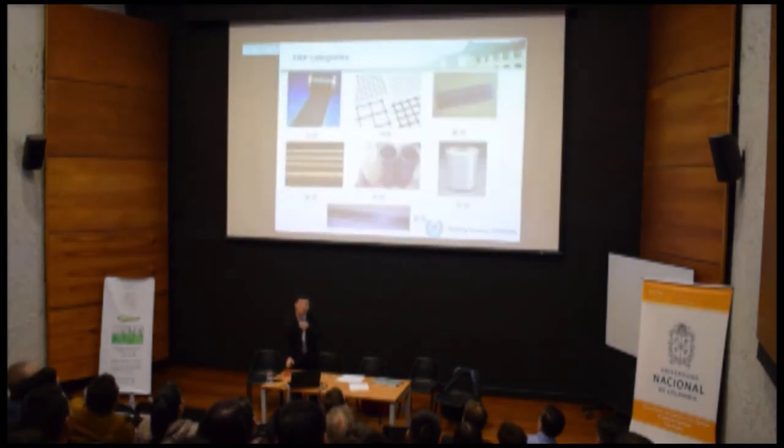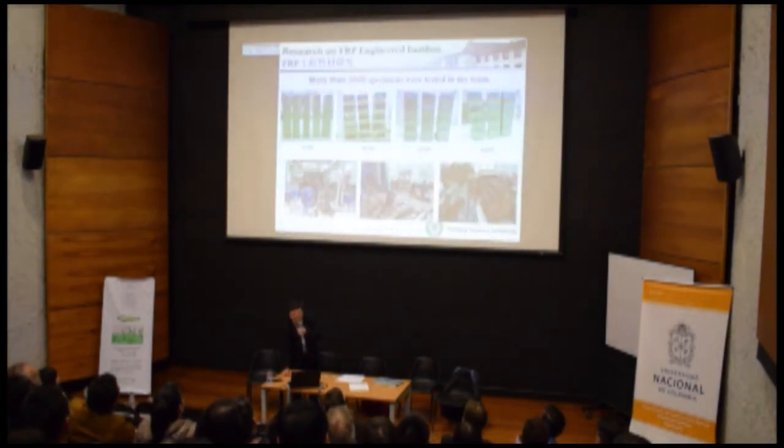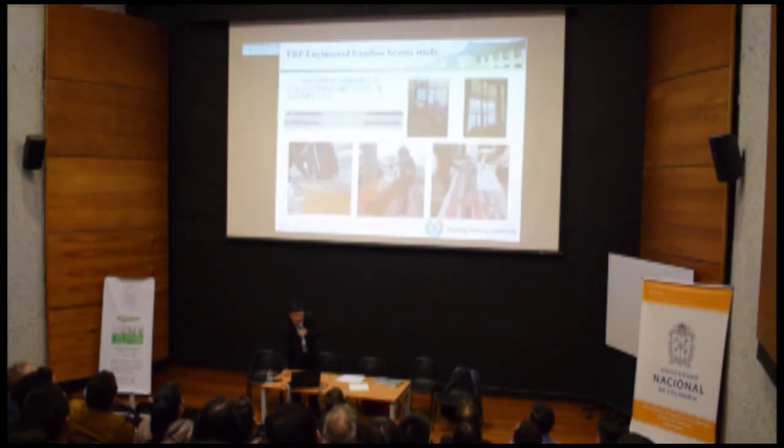We also finished a large, complicated experimental program about FRP engineered bamboo. I just use some photos of the specimens we have tested. More than 2,000 specimens were tested in our team in the past almost 10 years. So we use many different kinds of FRPs. Besides FRP sheets, we also use FRP bars to strengthen the engineered bamboo. These photos show the test setups.